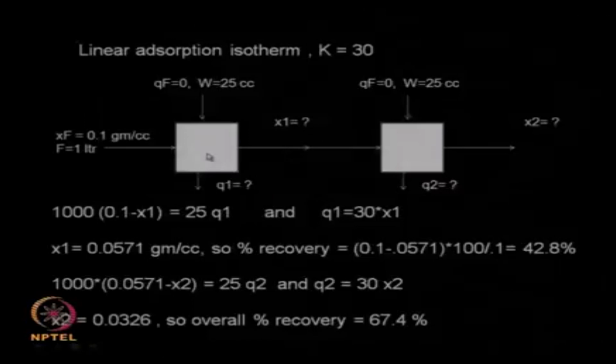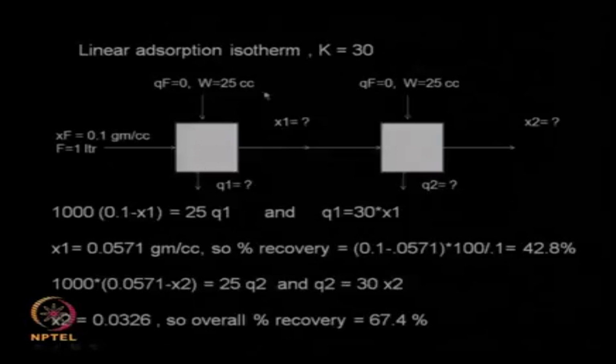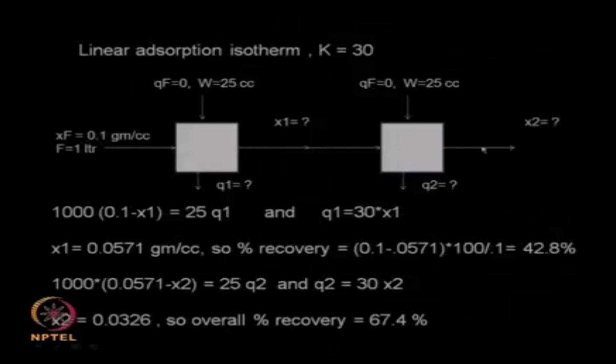That means at high concentration you may have a different constant value, and at low concentrations you may have a different constant value. But in this particular problem we assumed that the constant k in the linear term remains constant, so do not forget that. This is called a cross flow system, that means the solution is flowing this way and your adsorbent is flowing vertically, so that is called a cross flow system.